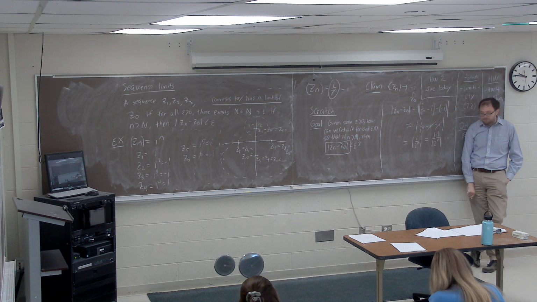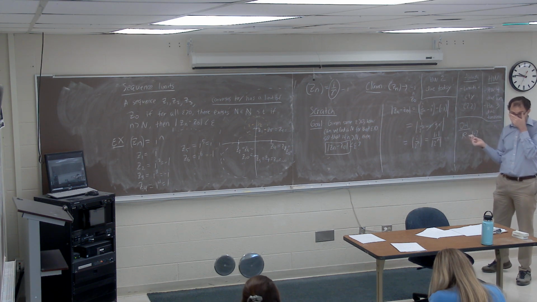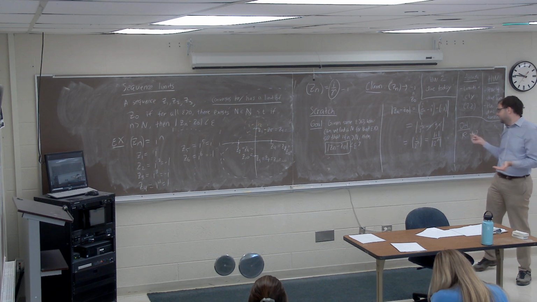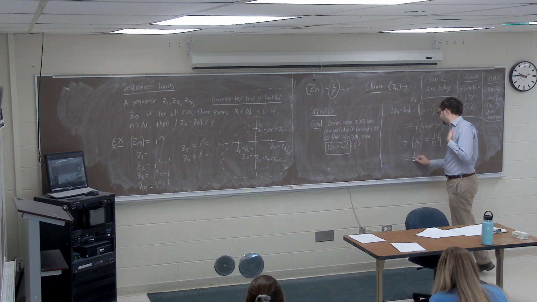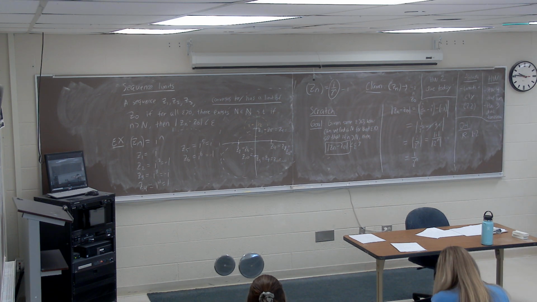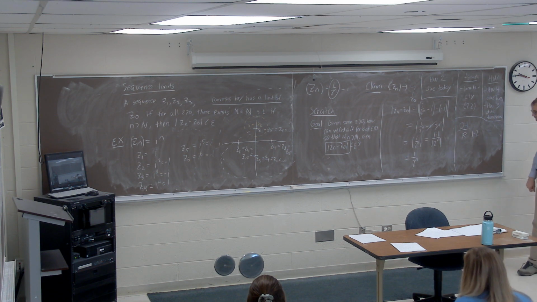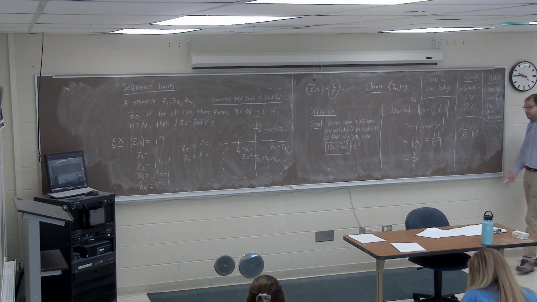So Ginger, what's the absolute value of 2 to the n? 2 to the n is going to be some positive real number, so it will equal its own absolute value. What's the absolute value of i? 1. Yeah. So the absolute value of i over the absolute value of 2 to the n is just going to come out to 1 divided by 2 to the n.